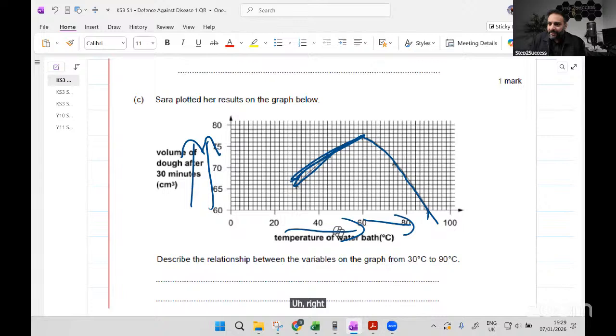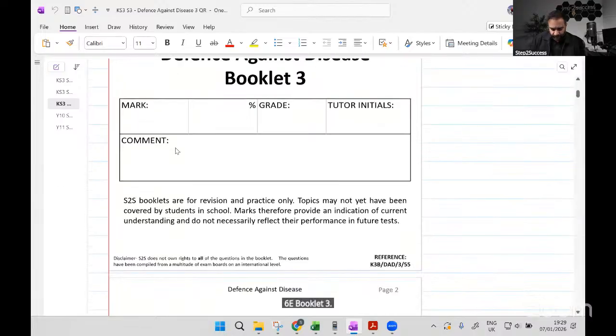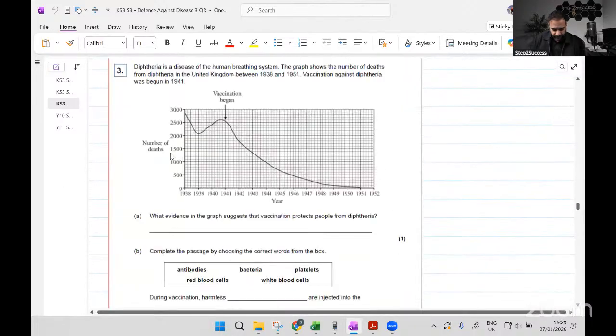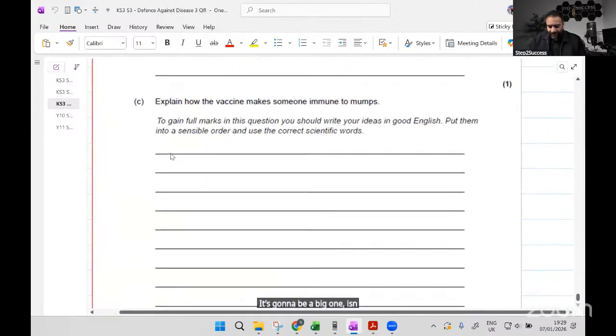Right, I think booklet 3 seems to be popular here. Okay, 6C, booklet 3. It's going to be a big one, isn't it? I'm not answering this question.